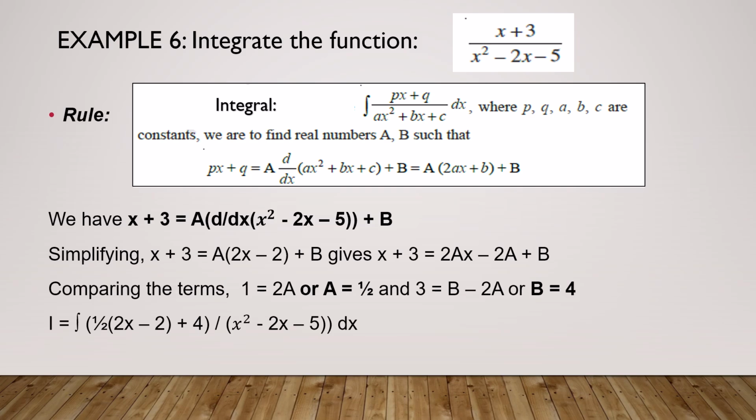Just simplifying that, you will be getting a as half, and when you put a as half, you will be getting b as 4. So now our original integral can be written as half into 2x minus 2 plus 4 upon x square minus 2x minus 5. So what we have done is we have put the value of a, which is half, and we have put the value of b, which is 4.